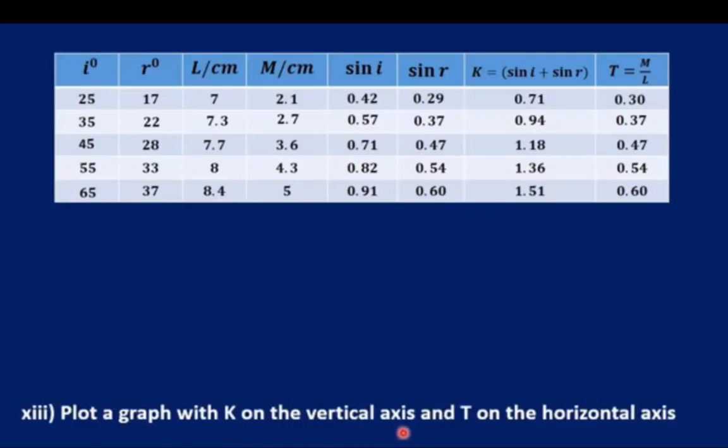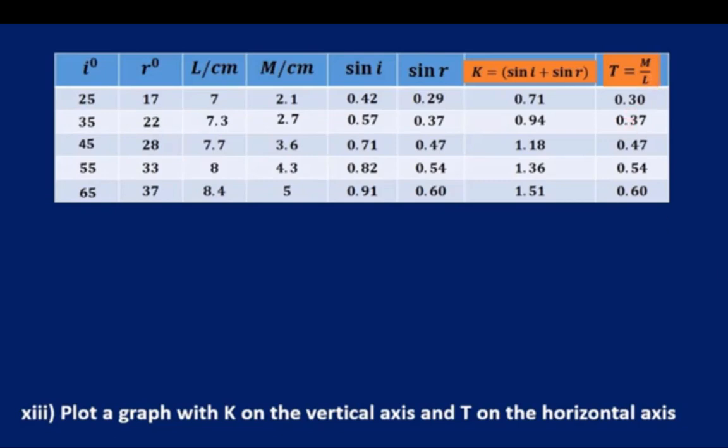So now we are going to plot a graph with k on the vertical axis and t on the horizontal axis. For the value of k, sin i plus sin r, we've calculated 0.71, 0.94, 1.18, and so on. Then for the value of t, m divided by r, we've achieved 0.30 to 0.60. So the next thing for us to do is to create a table for our plotted values.